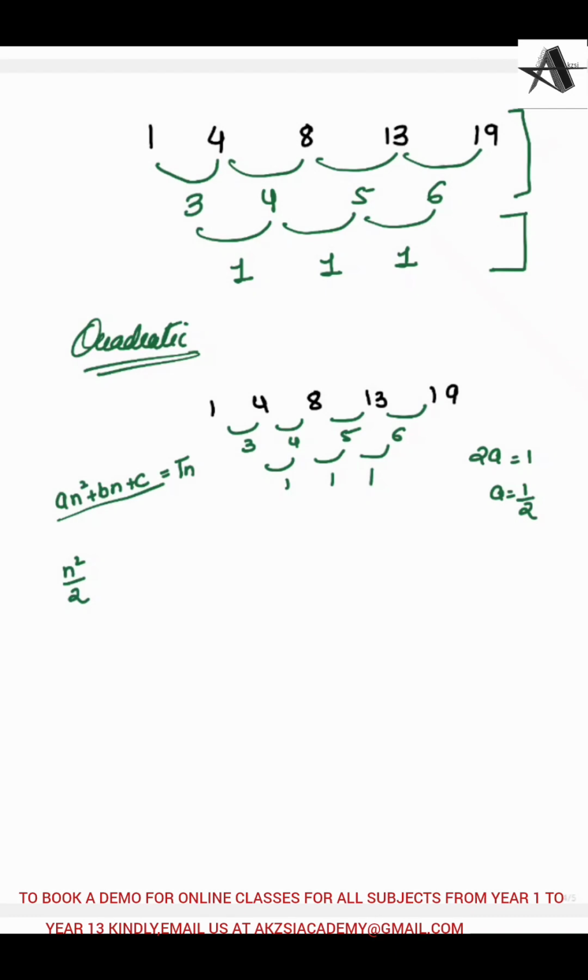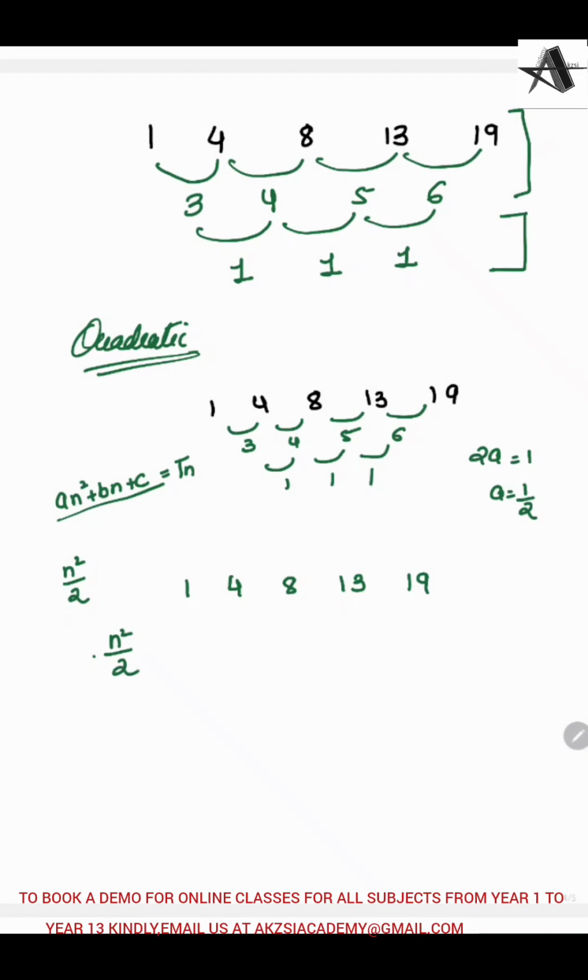There, what we did, we wrote the original series and the an series. Same we'll do here. We'll write the original series and the an squared series. So original series 1, 4, 8, 13, 19. And the an squared series, here a is half, so n squared by 2 series. Same, we need to put n is equal to 1, 2, 3, 4.